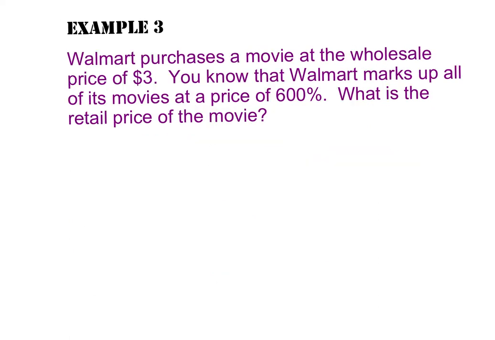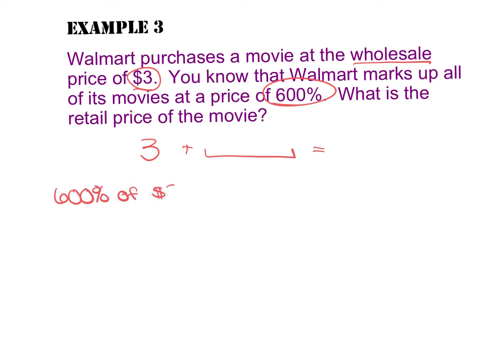So let's do one more example here. This one says Walmart purchases a movie at the wholesale price of $3. You know that Walmart marks up the price of all of its movies by 600%. What is the retail price of this movie? So we know that we need to take our wholesale price of $3 and add it with its markup price in order to give us our retail price. So we need to find our markup, and our markup is going to be 600% of $3.